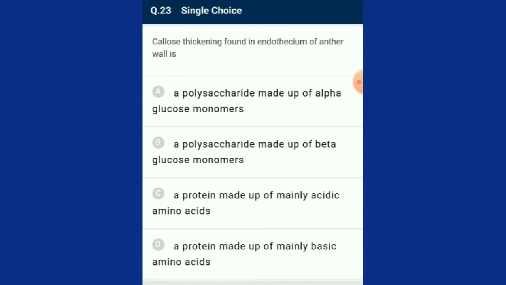Callose is a polysaccharide having repeating units of beta glucose with beta 1,3 glycosidic bonds with some beta 1,6 branches. Callose is produced during pollen grain formation, cell plate formation, and also as a stress response. Callose present in the endothecium helps in the dispersion of pollen grains. So the answer is option B, a polysaccharide made up of beta glucose monomers. So that is found in the endothecium of anther wall.